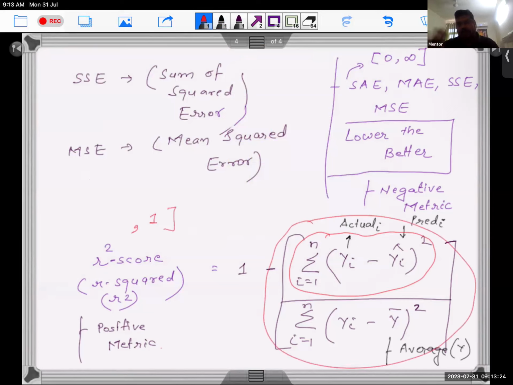Let's implement all these things. See, I have a request. Whenever you are coming for any of my sessions, please revise at least the last session, because all the things are connected. It'll be easier for you to follow.